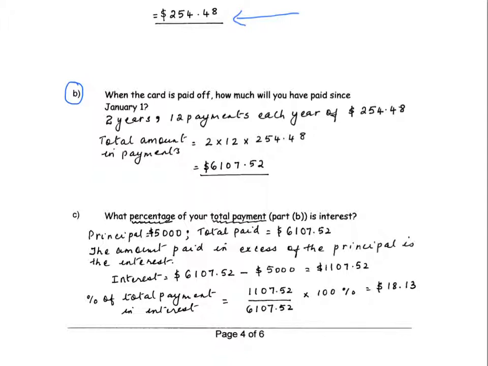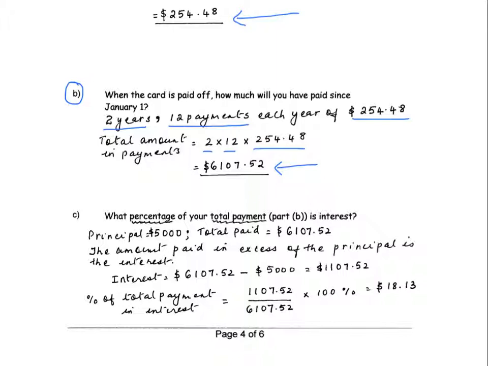Now let's see how much we have paid since January 1st. That is, in 2 years, how many payments did we make? So we paid for 2 years, 12 payments per year of $254.48. So the total amount that we paid is 2 times 12, so 2 years times 12 payments, times the amount that we paid. And the total amount that we paid off is $6,107.52.